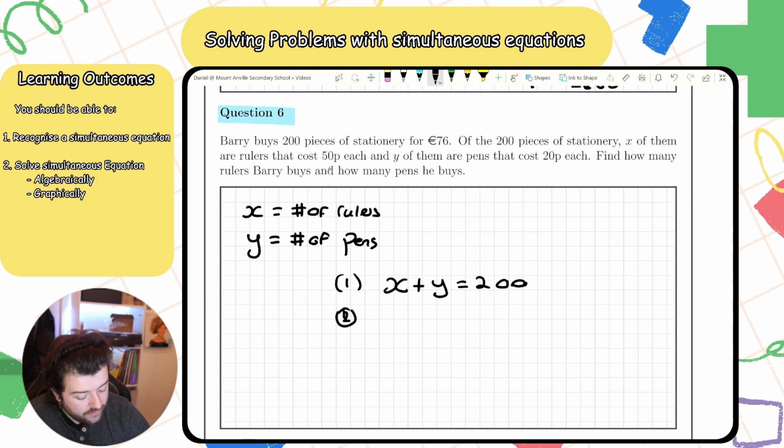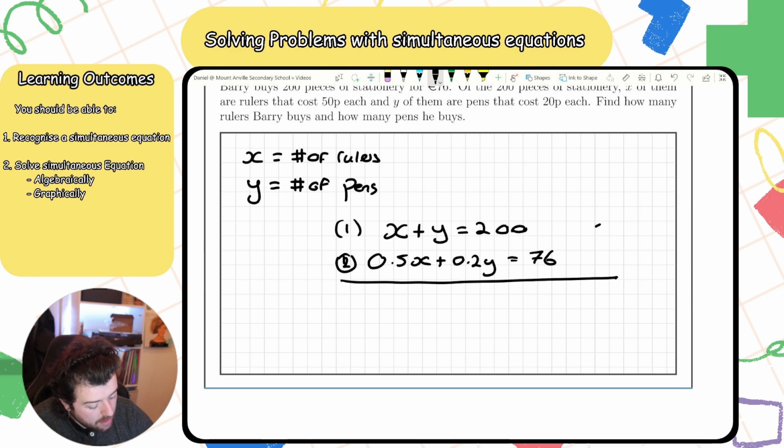So we know 50p for each ruler. I'm going to change this to euros, whatever. Now, in fairness, 76 euro, 50p, forgive me, whatever, just deal with it, this makes sense, right? So 0.5x plus 0.2y is going to equal 76 euro.